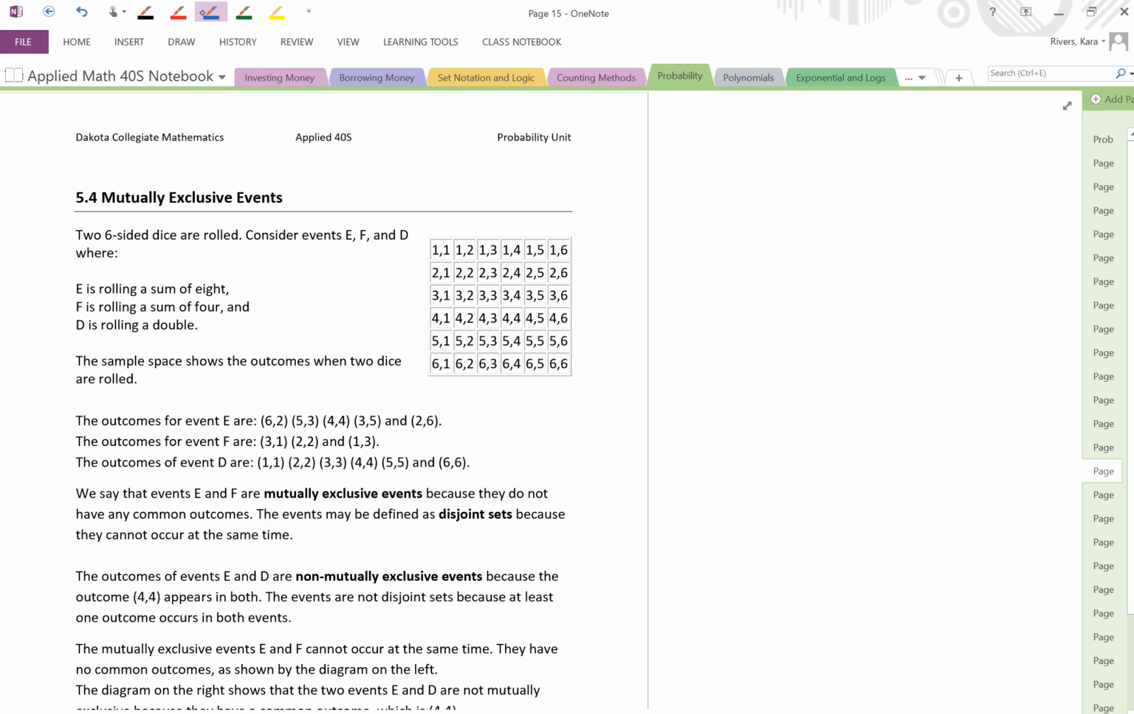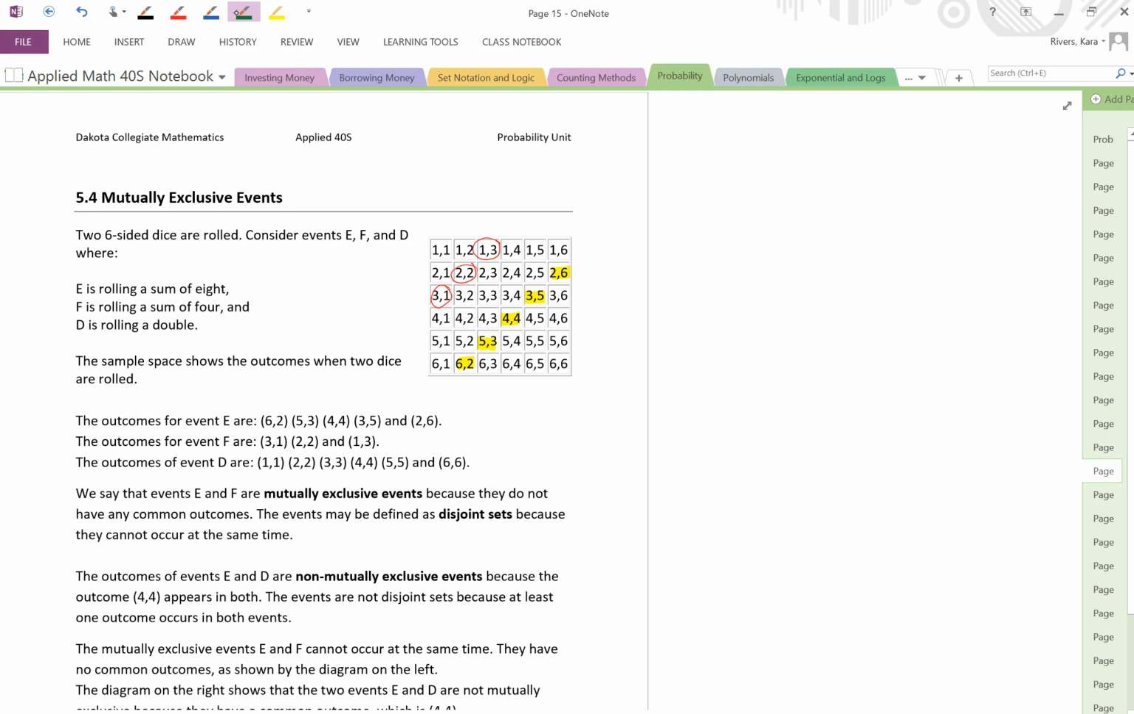It says the sample space shows the outcomes when two dice are rolled. The outcomes for event E are 6, 2, so let's see there, 6, 2, which is here, because 6 plus 2 is 8, 5 plus 3 is 8, 4 plus 4, 3 plus 5, 2 plus 6. Those are all sums of 8. Outcomes for event F, that's when we have a sum of 4. That would be 3, 1, 2, 2, and 1, 3.